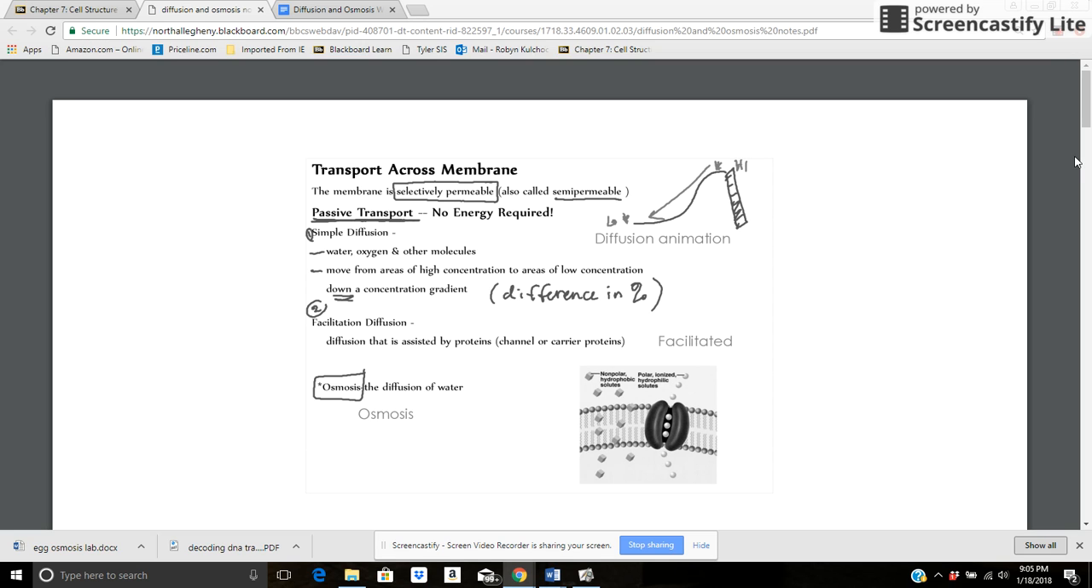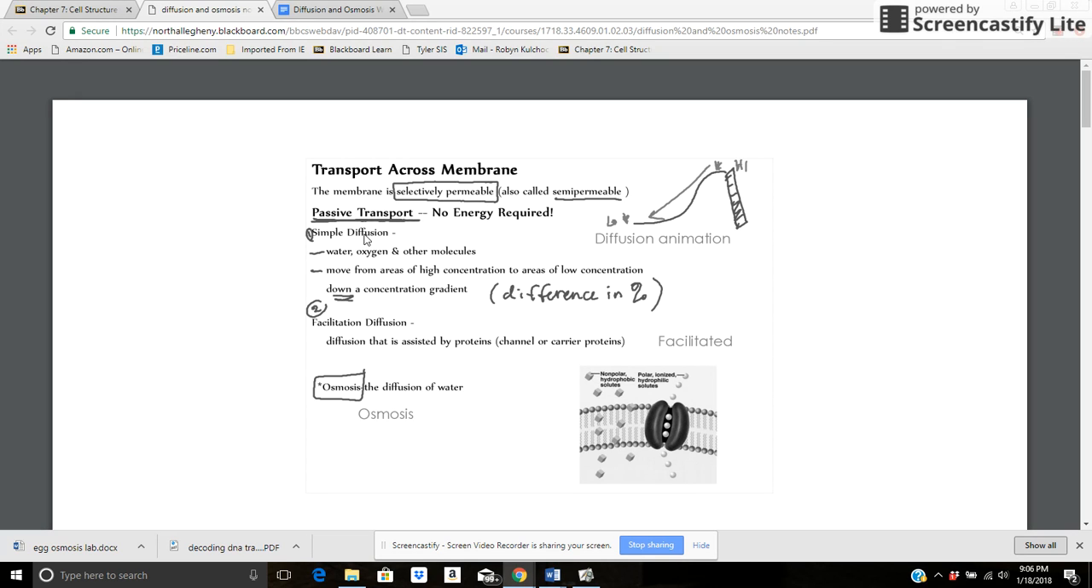Okay, part of today's plan is to just go through my notes that are on Blackboard called Diffusion and Osmosis. I don't think you need me to read them to you, especially because you've had some exposure to them with the videos from yesterday. You learned about three types of passive transport. First was simple diffusion, second was facilitated diffusion, and then there was a third, which was osmosis. And osmosis is just the diffusion of water.